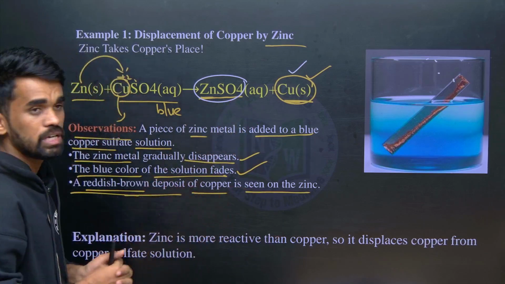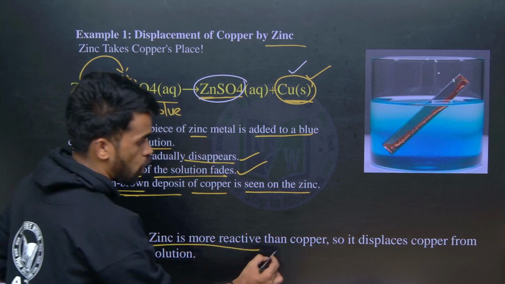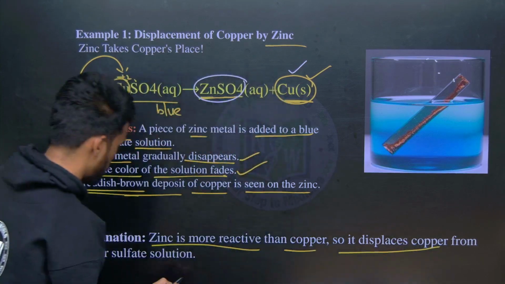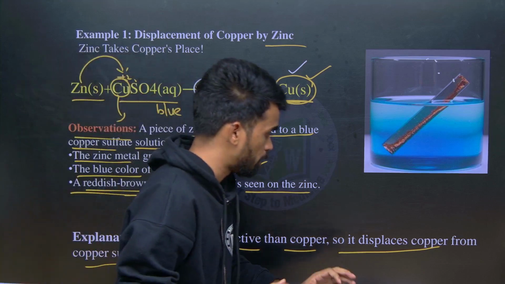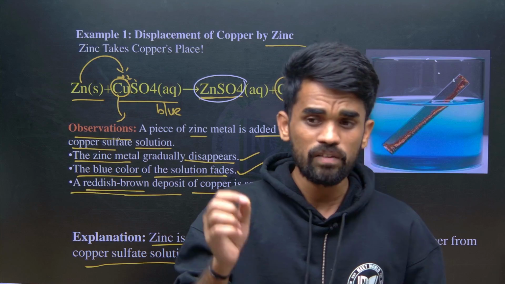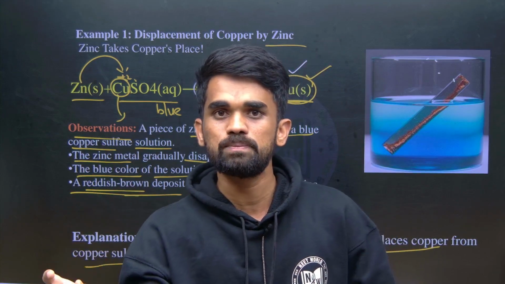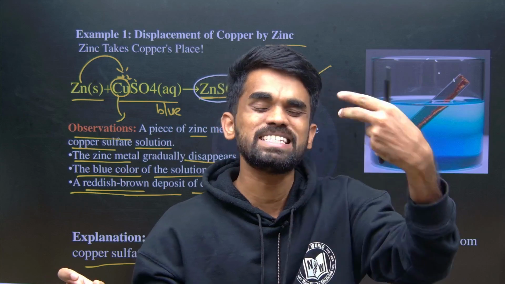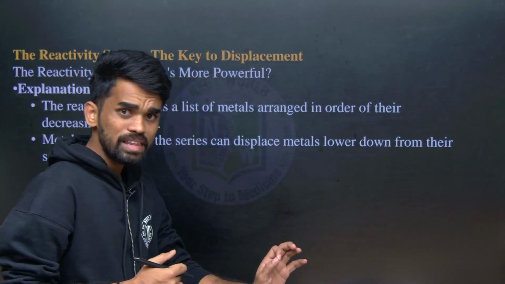Okay, this is what we need to understand. From this, what we can say is zinc is more reactive than copper, so it displaces copper from its copper sulfate solution. This is the point which we need to remember. So now finally we have a conclusion here. Whenever we have a more reactive metal, that more reactive metal displaces a less reactive metal from its solution, right?